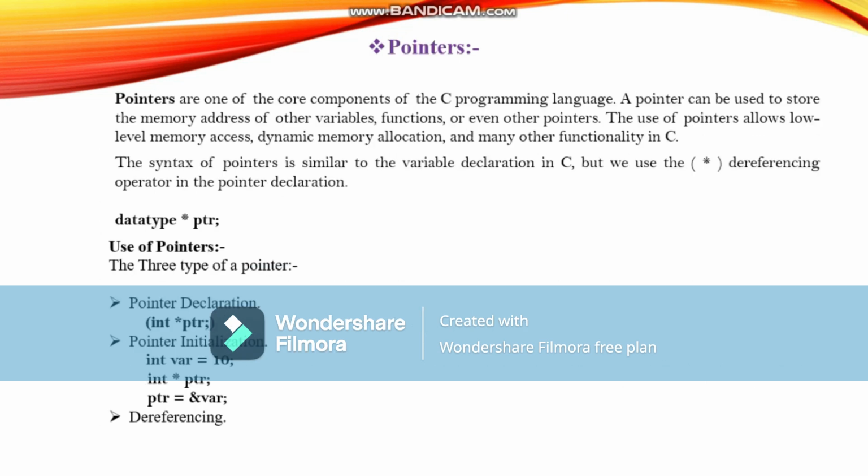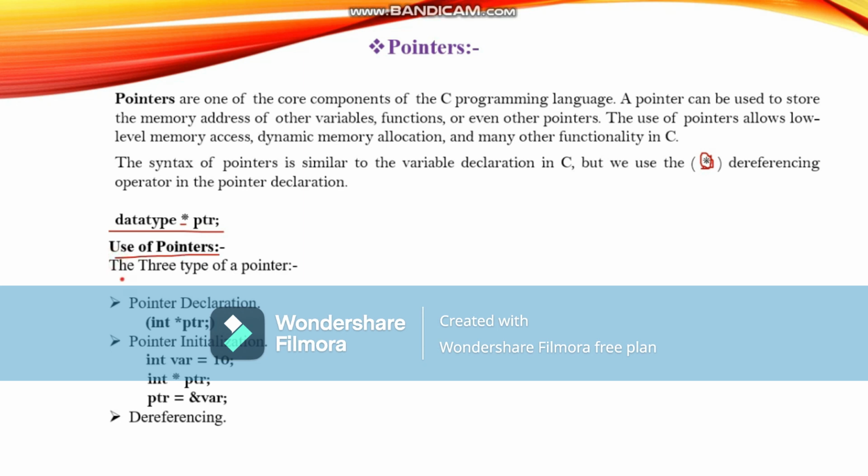Next one is pointers. Pointers are one of the core components of the C programming language. A pointer can be used to store the memory address of other variables, functions, or even other pointers. The use of pointers allows low-level memory access, dynamic memory allocation, and many other functionalities in C. The syntax of pointers is similar to variable declaration in C, but we use the star operator before the pointer name in the pointer declaration.